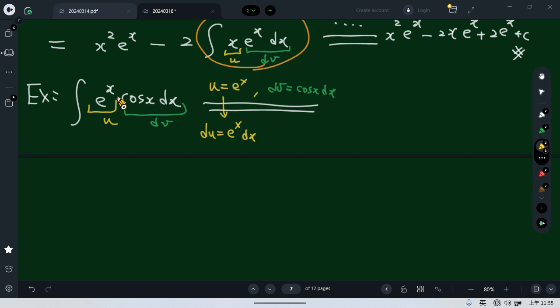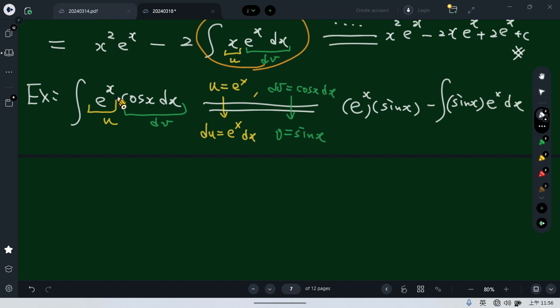This time I just do it faster. Then with the v part, we will have v is equal to sine x. Okay, so I just speed up. So right now I have these four elements. Then following the formula of the integration by parts, we can have e to the power of x times sine x minus the integral of sine x times exponential function times dx.